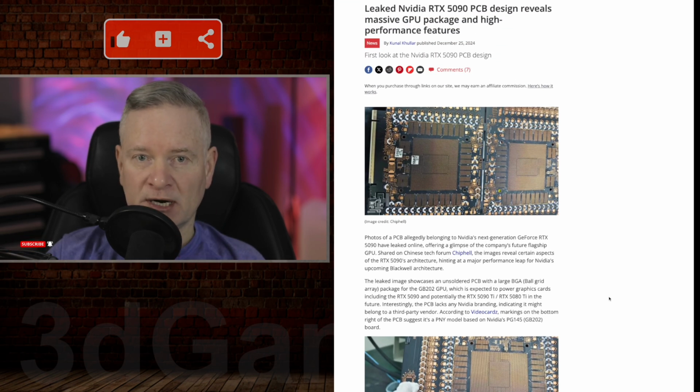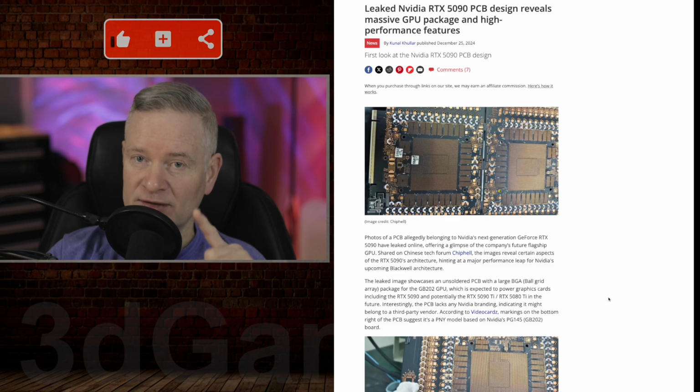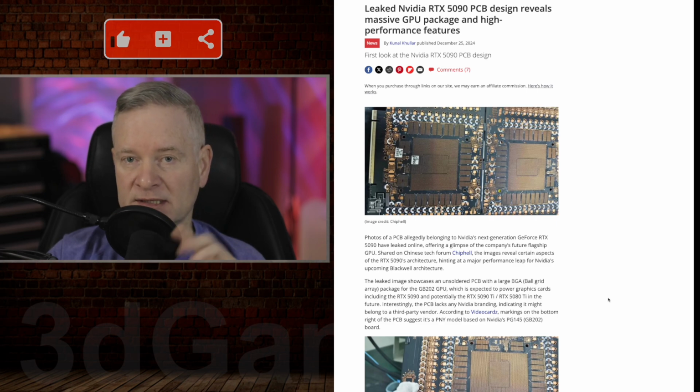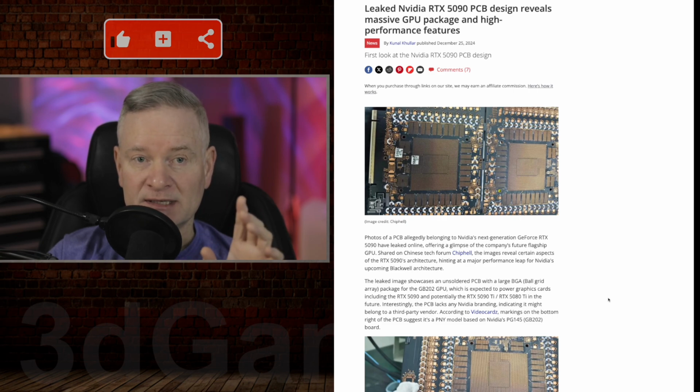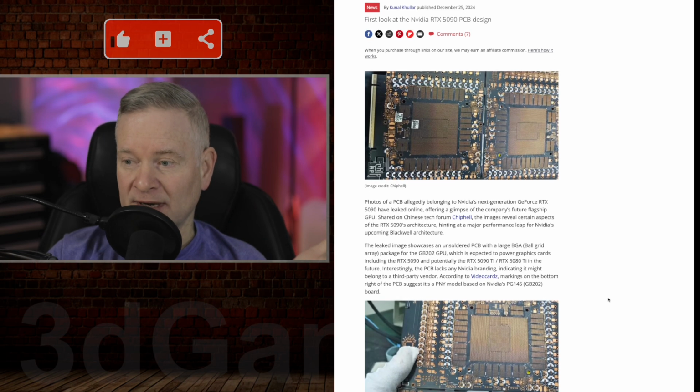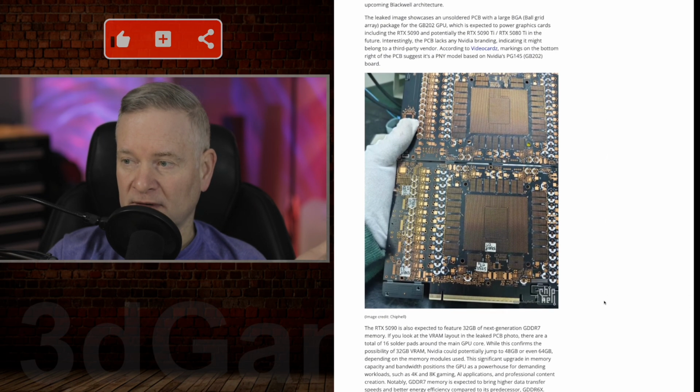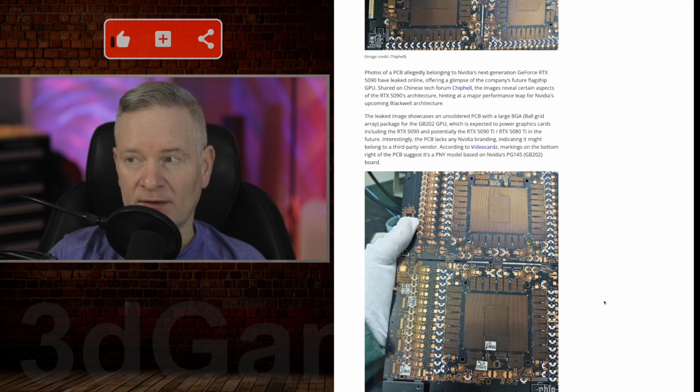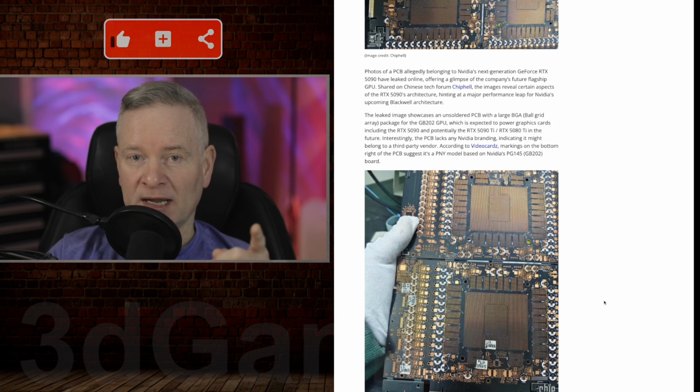But these photos are very, very intriguing because it shows a very large BGA package for the GB202 GPU, and this is expected to power the RTX 5090 and potentially higher end variants like the 5090 Ti, as well as the RTX 5080 Ti. But there's no NVIDIA branding on this, or at least this is what the article alludes to. However, some are guessing that this is by the third party manufacturer, PNY.